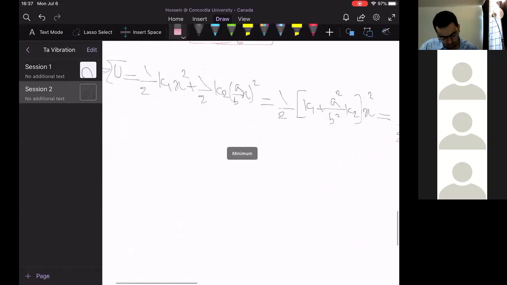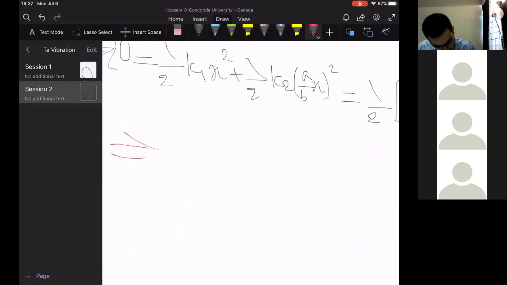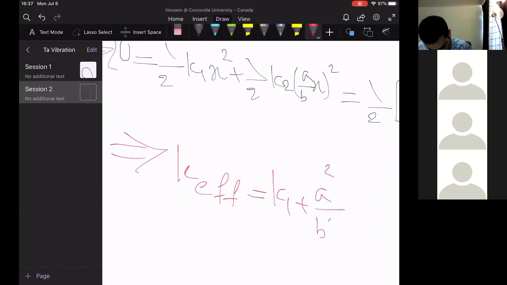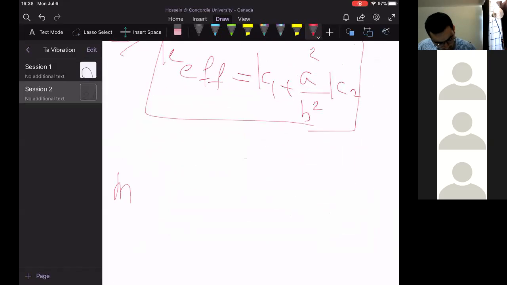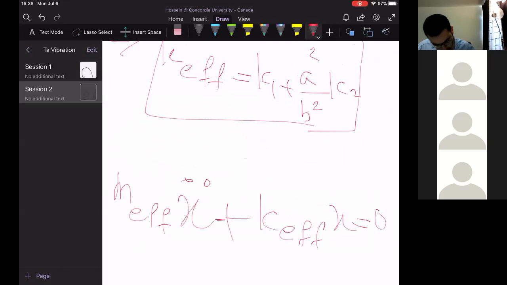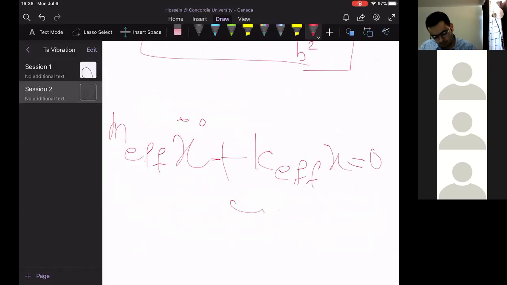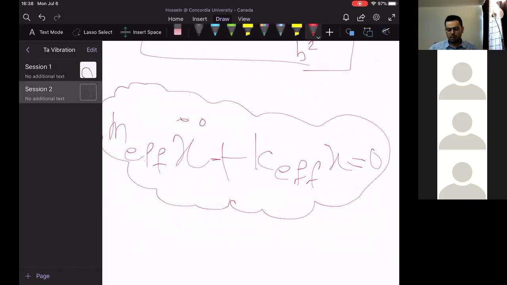Therefore, K effective is equal to K1 plus A squared B squared K2. These are the final answer, and at the end you could derive the equation of motion of the system: M effective X double dot plus K effective X is equal to 0, and then at the end you could design any system, any rigid links, based on the response of the system.